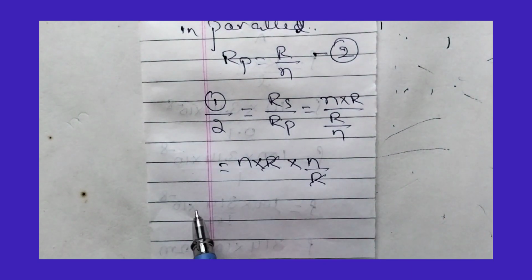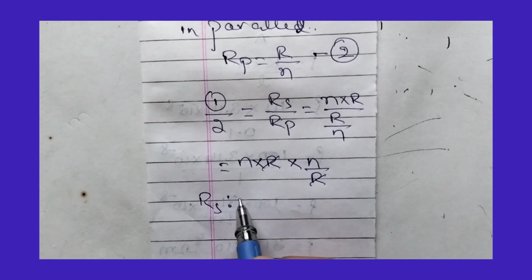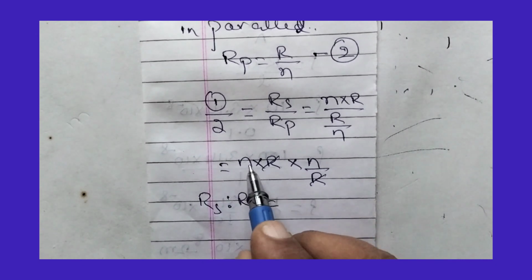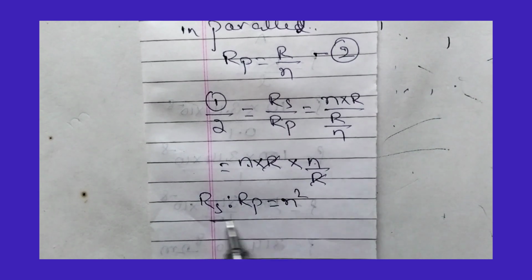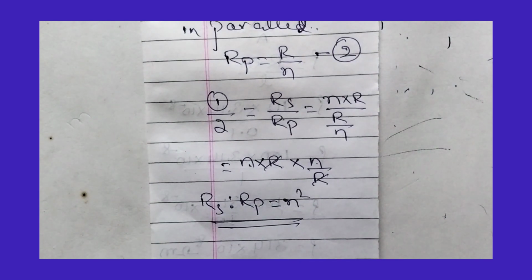R get cancelled, so Rs to Rp is equal to n into n, it is n square. So like this we have to calculate the ratio of maximum resistance to minimum resistance. Maximum resistance connect in series, minimum resistance connect in parallel. So the ratio will be equal to n square. Like this we have to solve this question. Thank you very much for watching my YouTube channel.